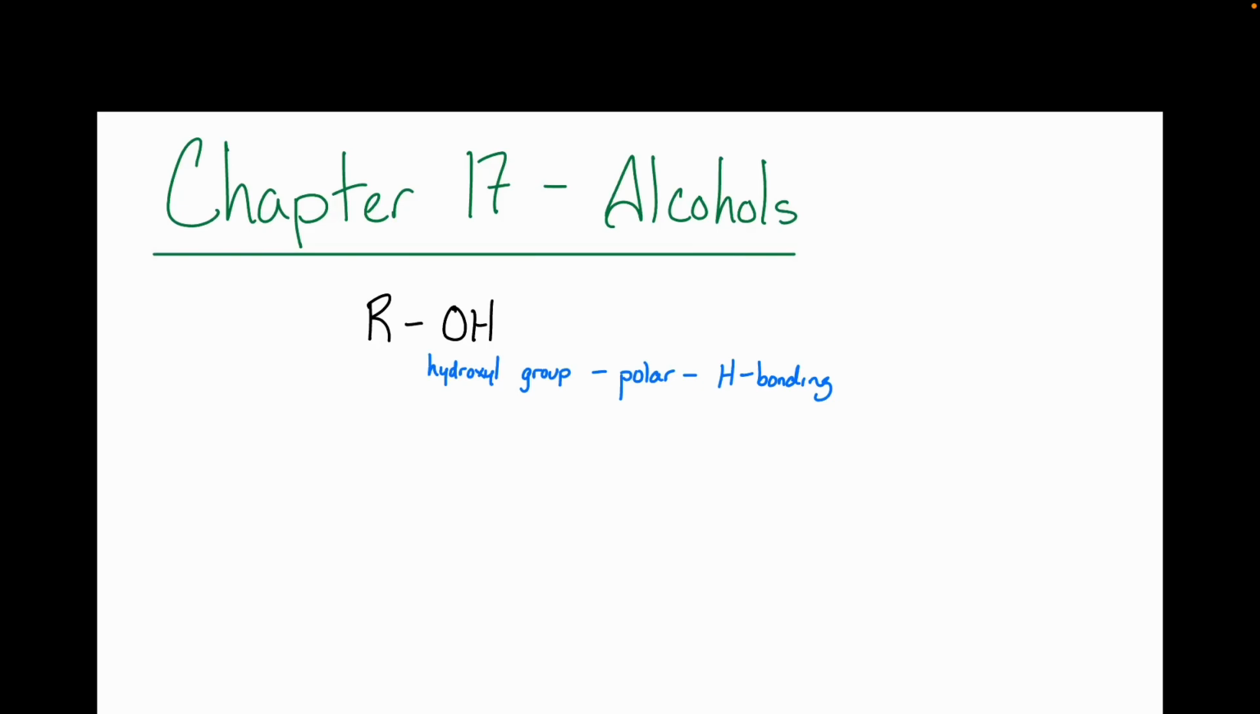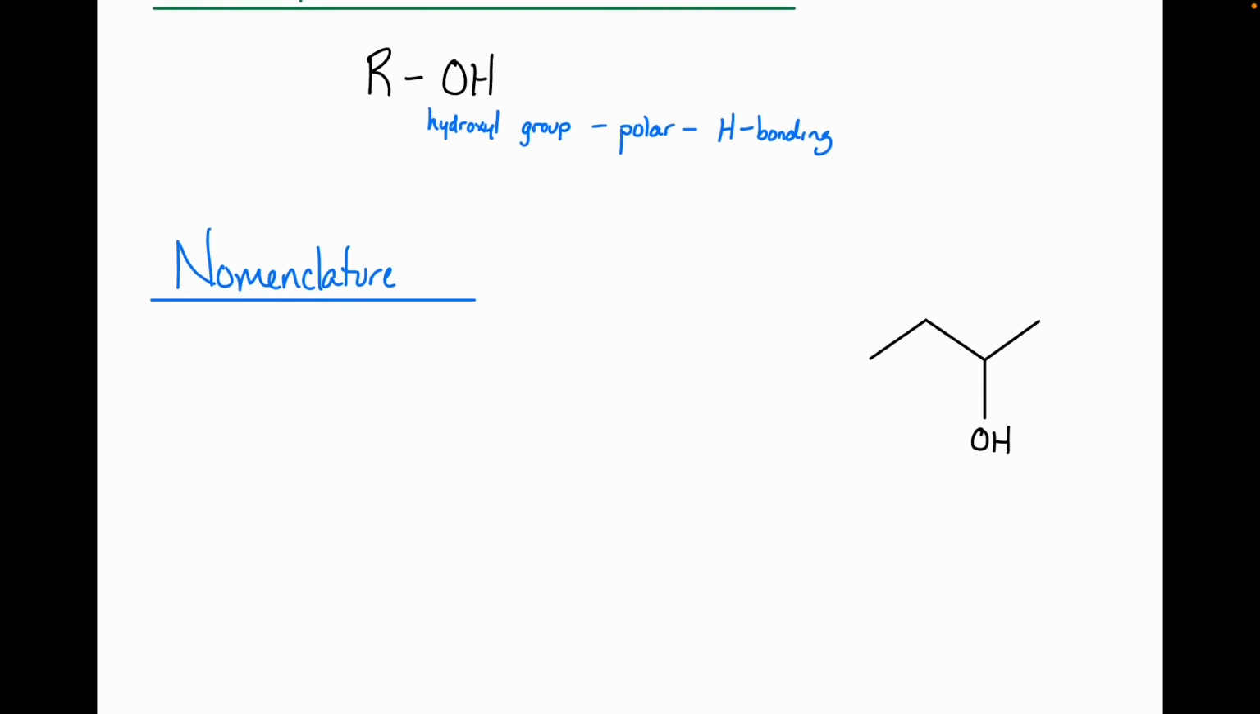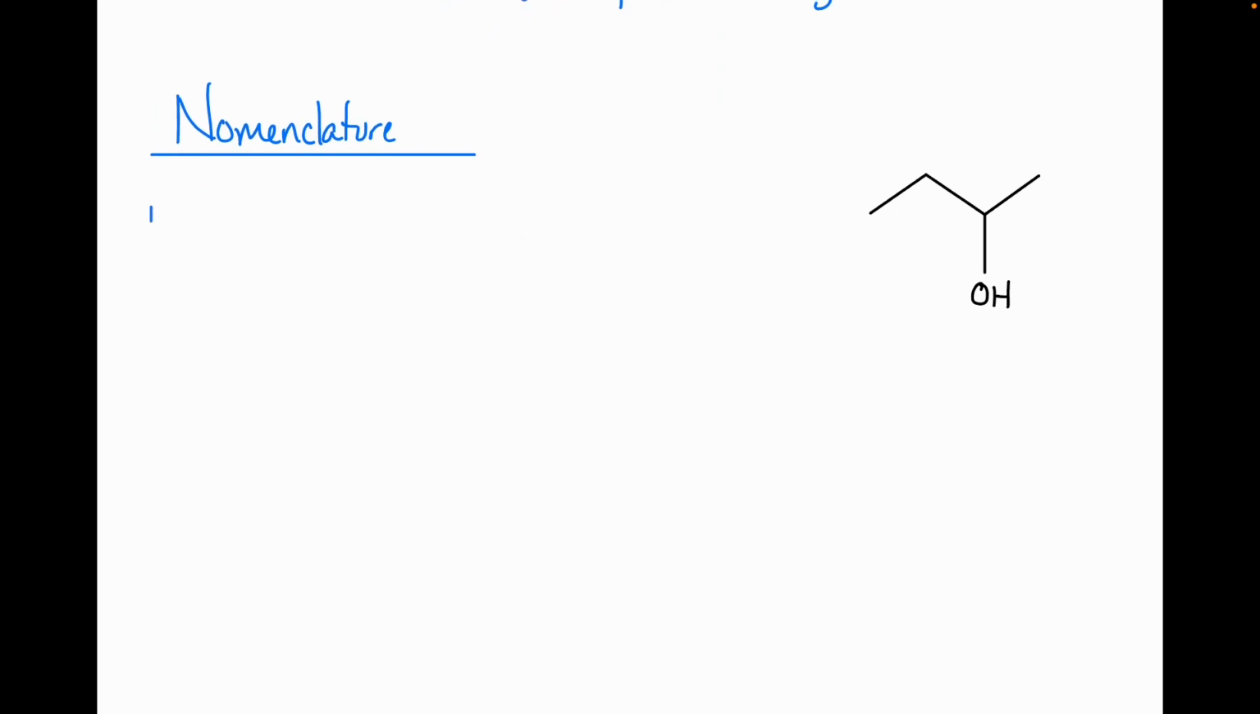All right, so let's start off with something that we've kind of talked about a little bit, but again, we're going to make it our focus here, and that is nomenclature of alcohols. So let's just get an example molecule here. All right, so step one is, of course, to find and name your parent chain. And as we've discussed before, that parent chain has to contain that functional group, in this case, that OH group.